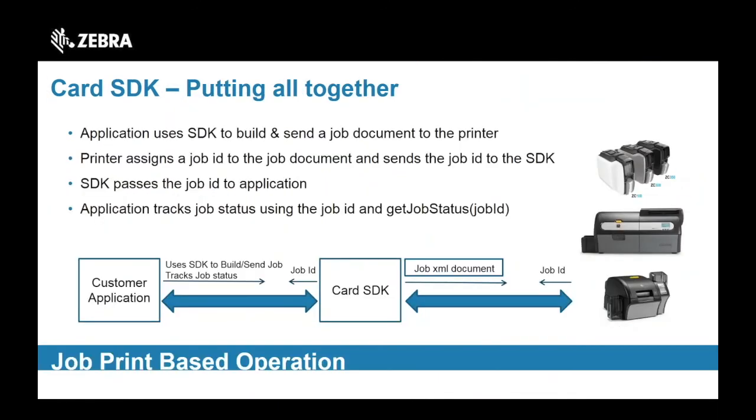Okay, just to do a quick summary here before moving to the next portion of the presentation. So with the Card SDK, what you can do: the application will use the SDK to build and send a job document to the printer. After that, the printer will assign a job ID to control the job document and send that job ID to the SDK. The SDK passes the job ID to the application, and the application will track the job status using the job ID and get job status. Basically, here's how that works.